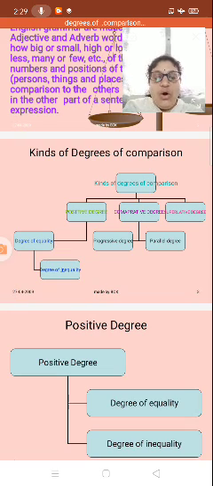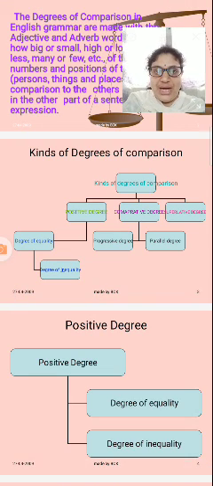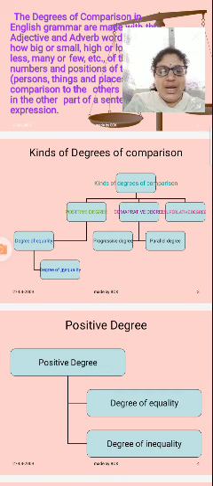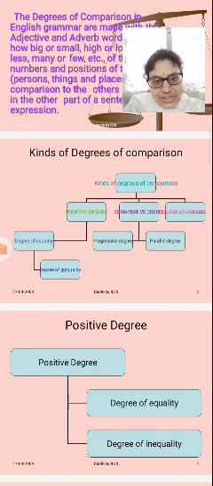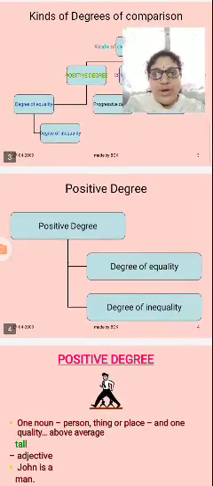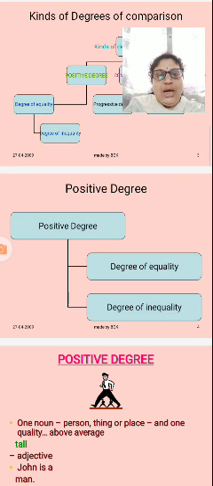Right? So, how many types of degrees of comparison are there? The kinds of degrees of comparison are positive degree, comparative degree, and superlative degree. Three kinds of degrees of comparison are there. Now we are going to see the positive degree. How many types of positive degrees are there?